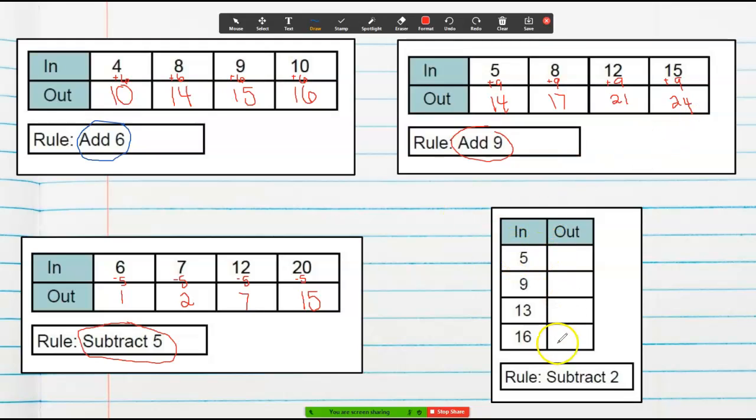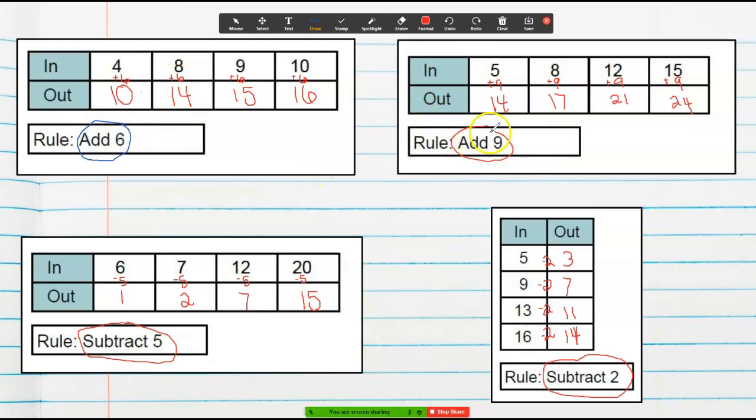Down here we have subtract 2. This one looks a little different. We're going from left to right rather than from the top to the bottom. So here I'm going to subtract 2, minus 2, minus 2, and minus 2. So 5 minus 2 is 3, 9, 8, 7, 13, 12, 11, 16, 15, 14. And there are my in and out boxes.